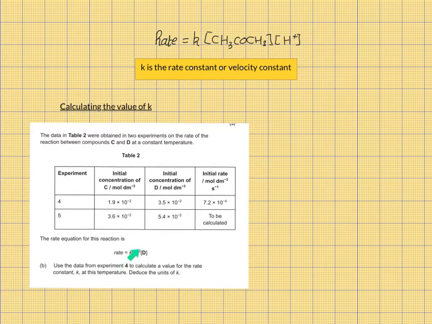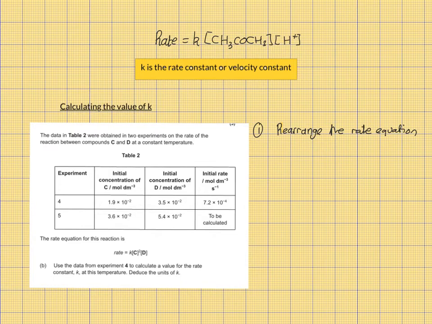So in this experiment we've got 2 reactants, C and D. The order of reaction with respect to C is second order and first order with respect to the concentration of D. So what we need to do is to look at the data for experiment 4 to find out a value for the rate constant K at a particular temperature, because remember K is affected by temperature. So we need to find a value and also deduce the units for this particular experiment.